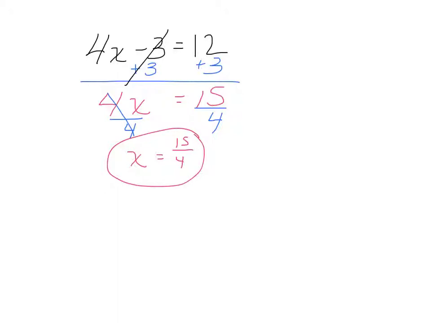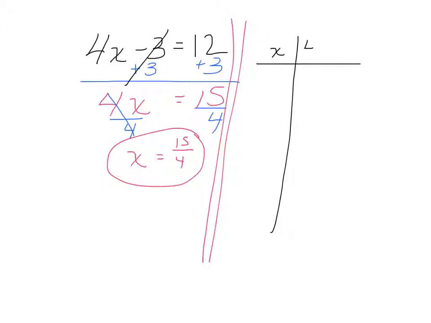Now, let's say, for example, I wanted to estimate the solution. I wasn't sure how to look for this answer. What I could do is set up a chart of values where I would look at a value of x, and then figure out what 4x minus 3 would equal. So I could begin with 0. If I plug in 0, I get negative 3. If I plug in 1, I get 1. Keeping in mind my goal is to find 12. I could do 2. 4 times 2 is 8, minus 3 is 5. If I plug in 3, 4 times 3 is 12, minus 3 is 9.